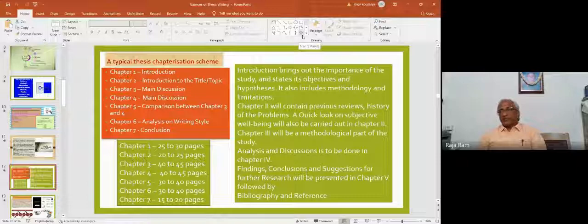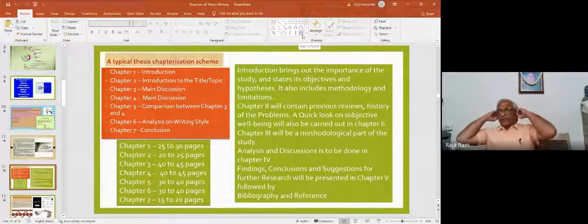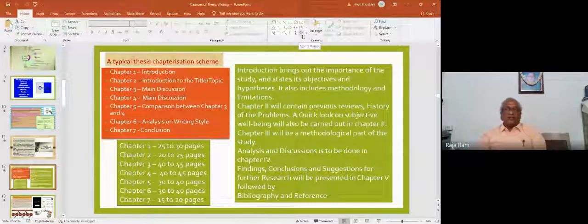Chapter three, methodological part. Chapter four, analysis. Chapter five is when we are going into analysis of writing style and techniques. That can be chapter four. And chapter five, when it's five chapters, we can have it this way. And now the main area is done, and we shall move on.